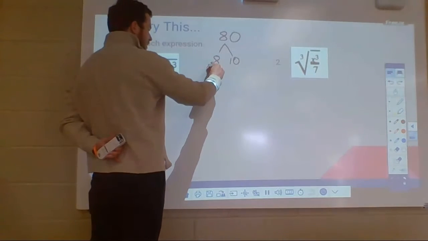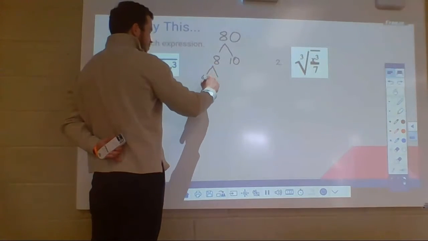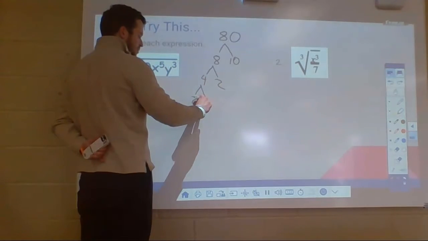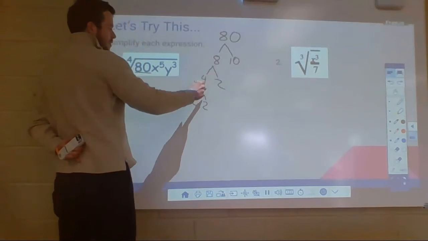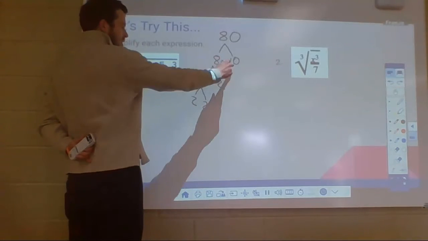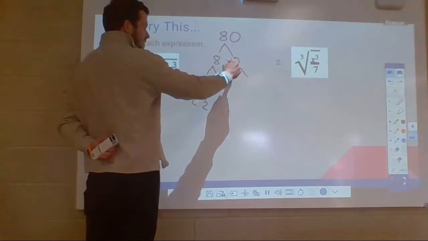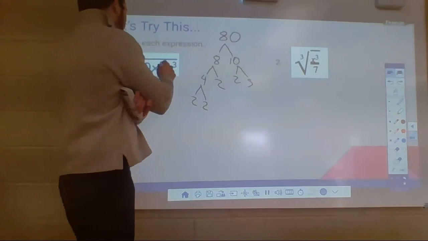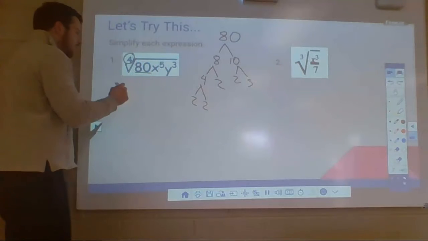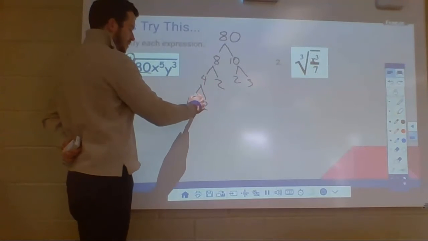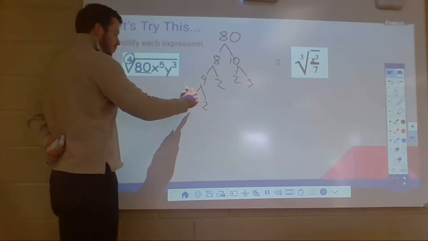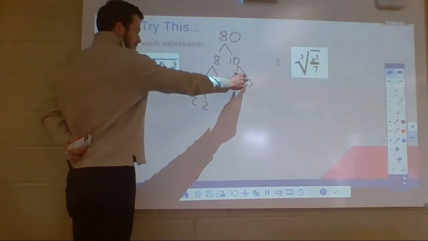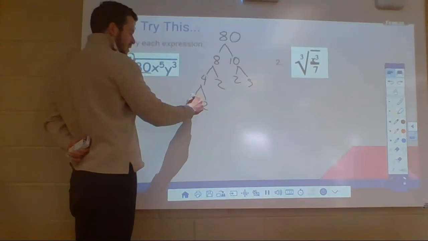And then I can break down 8 as 4 times 2. And I can break down 4 further into its prime factors as 2 times 2. All right, so there's the prime factorization of 8. Now I need to keep going with 10. 10 is 2 times 5. So now, since the index is 4, I'm going to look at these prime numbers. I can rewrite 80 as 2 times 2 times 2 times 2 times 5. Okay, that would give me 80.